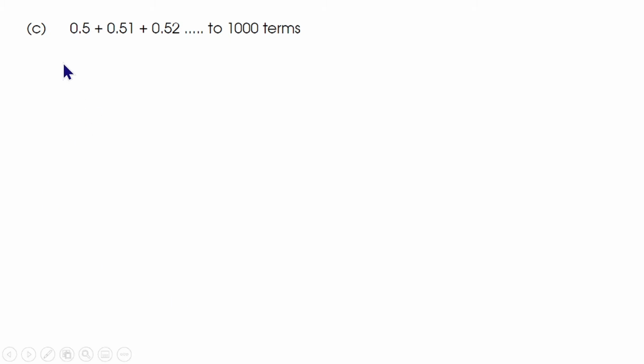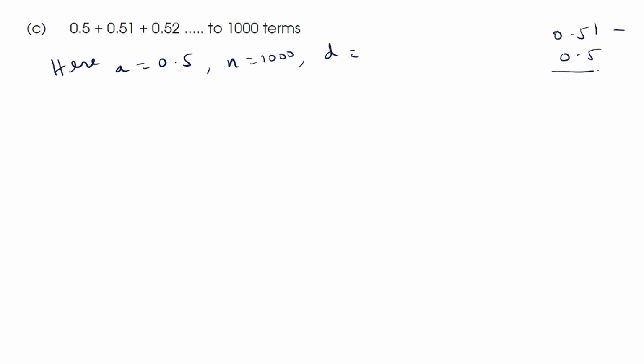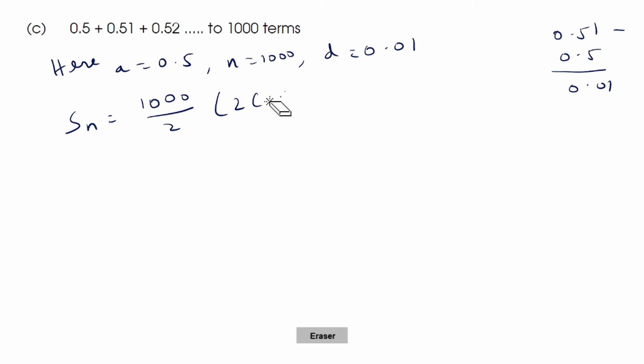The next question: 0.5 plus 0.51 plus 0.52 plus up to 1000 terms. So here a is equal to 0.5, n is equal to 1000, d is equal to 0.51 minus 0.5, so it is 0.01. So here d is 0.01. So Sn is equal to n by 2 into (2a plus (n minus 1) into d).